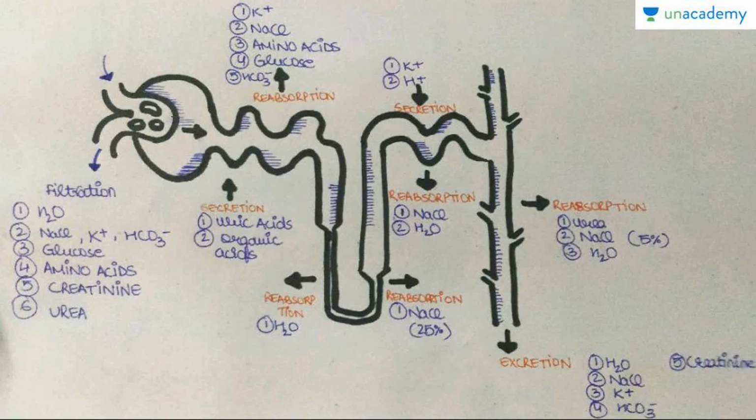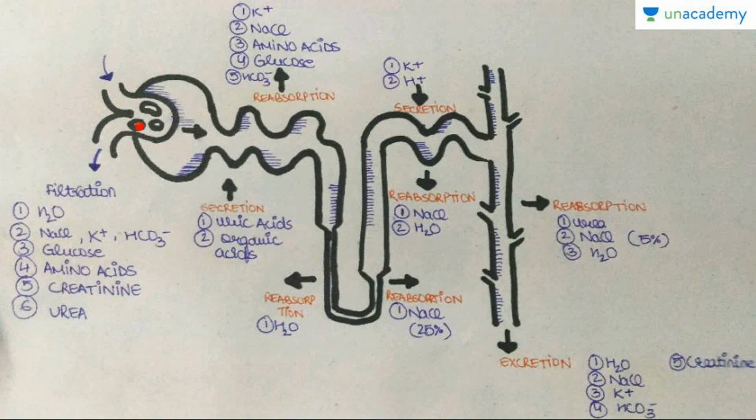I have drawn a nephron here. So the nephron looks anatomically different, but because I had to draw a diagram, I have done it in a very vague format. Here we've got the afferent arteriole and this is the efferent arteriole, and here we've got the glomerulus. So the maximum amount of filtration is done in the glomerulus area. Here water, NaCl, K+, bicarbonate ions, glucose, amino acids, creatinine and urea all are filtered at this point right here.